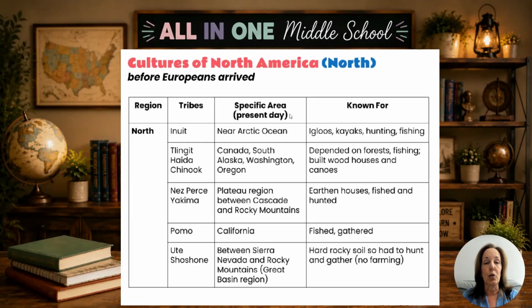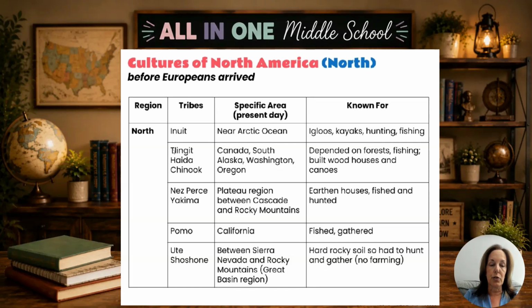Let's go over the cultures of North America. These are the ones in the northern portion of North America. This is a lot of information that I've tried to condense just so you can have a global view of some of these cultures. So again, we're talking about the northern part of North America. The Inuit tribe lived near the Arctic Ocean. This is the present day area. They were known for their igloos, kayaks, hunting, and fishing.